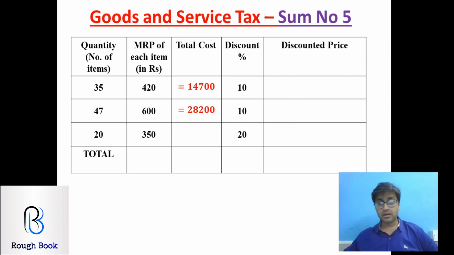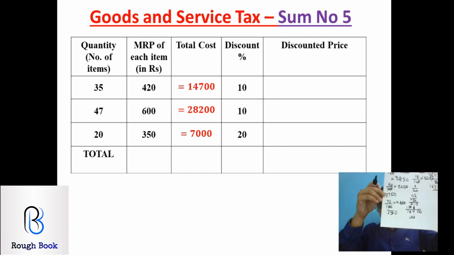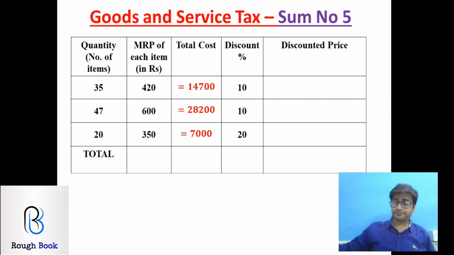Let's go for the last one. 350 into 20. Mental maths has to be 7,000. Again, I am wrong here. I am trying to calculate, but I am sure you guys are better than me. Now the discounted price. So already you know if it is 10%, what you need to do. Don't take 10% and waste your time. Be smart. Take 90% directly.